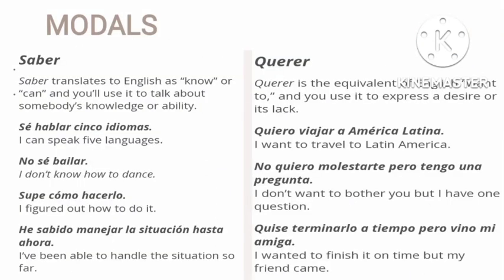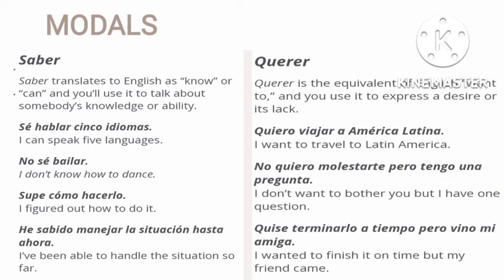And the 8th lexical category of the Spanish language is the modals. The Spanish language commonly uses 8 modals. The first one is saber. Saber translates to English as know or can, and you'll use it to talk about somebody's knowledge or ability.